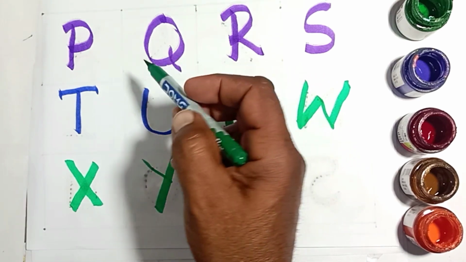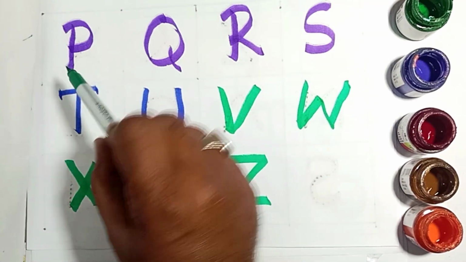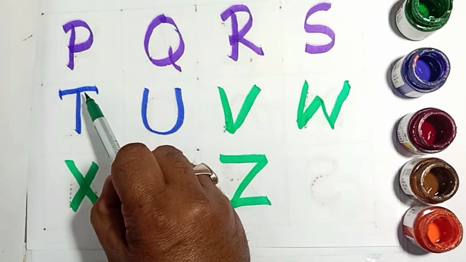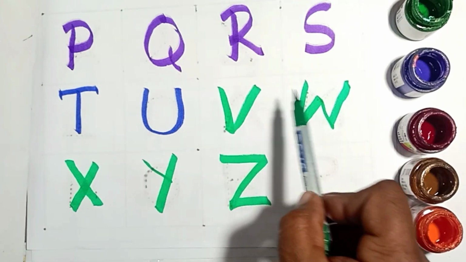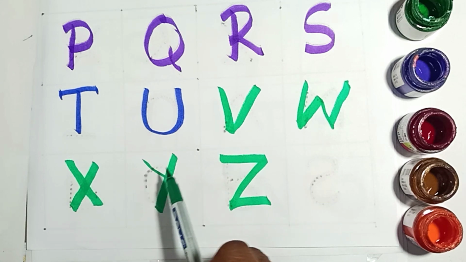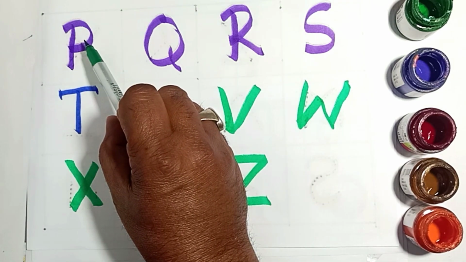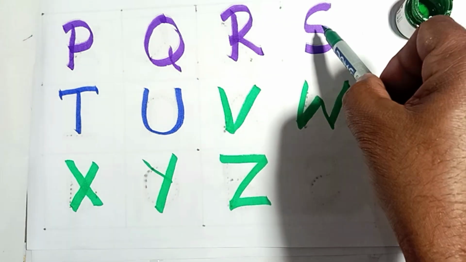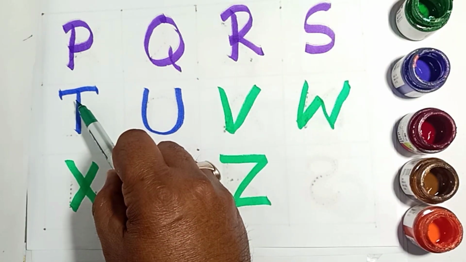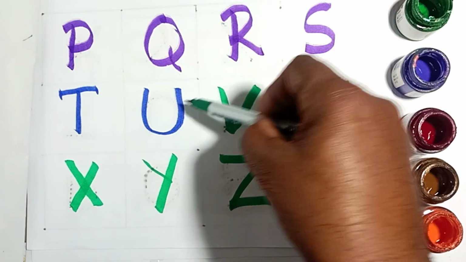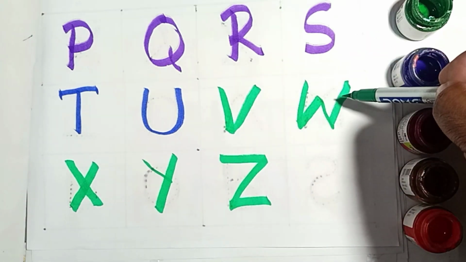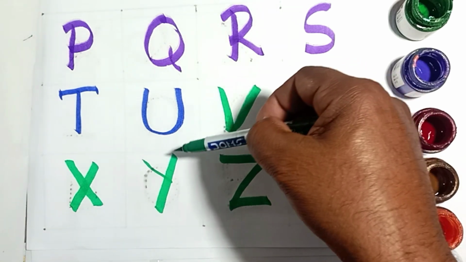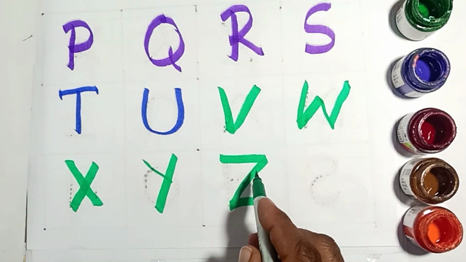Today we have learned capital letters P to Z. P, Q, R, S, T, U, V, W, X, Y, Z. P is for parrot, Q is for queen, R is for rose, S is for ship, T is for train, U is for umbrella, V is for violin, W is for watch, X is for xylophone, Y is for yacht, and Z is for zebra.